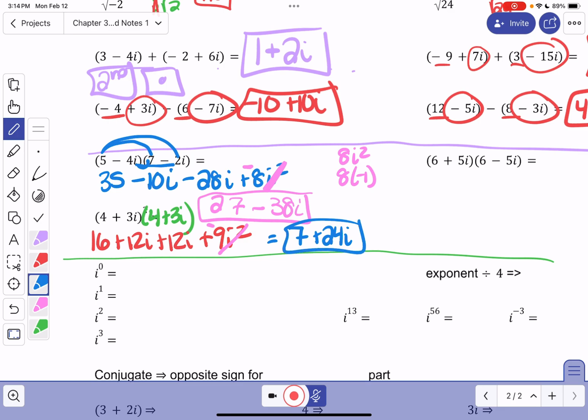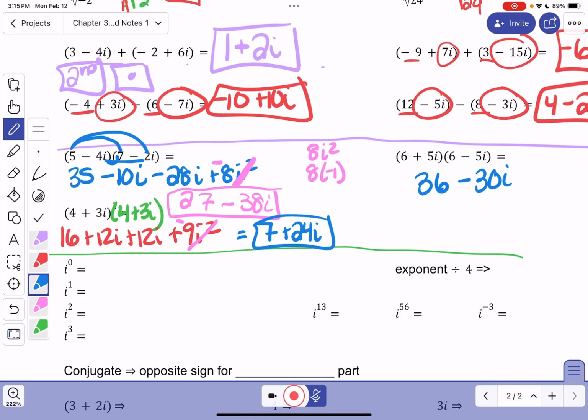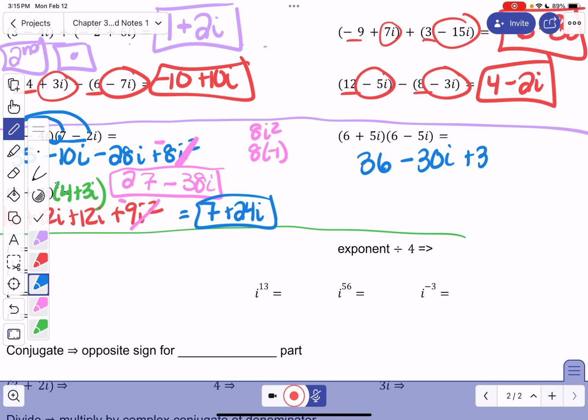This one, 6 times 6 is 36. 6 times negative 5i is negative 30i. 5i plus 6i is positive 30i. 5i times negative 5i is negative 25i squared. Makes that positive. 36 plus 25 is 61. Negative 30i plus 30i cancels, so we just get 61. Your calculator, again, would do all of those.